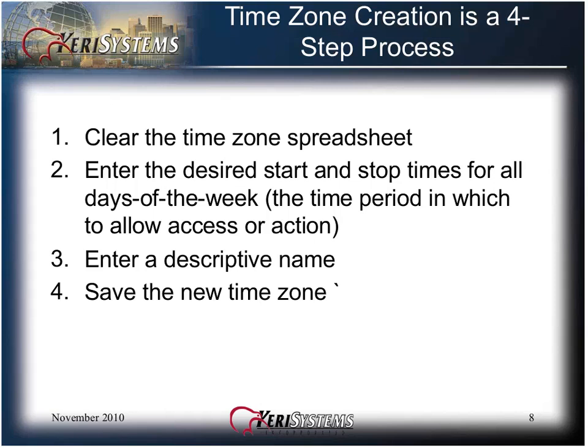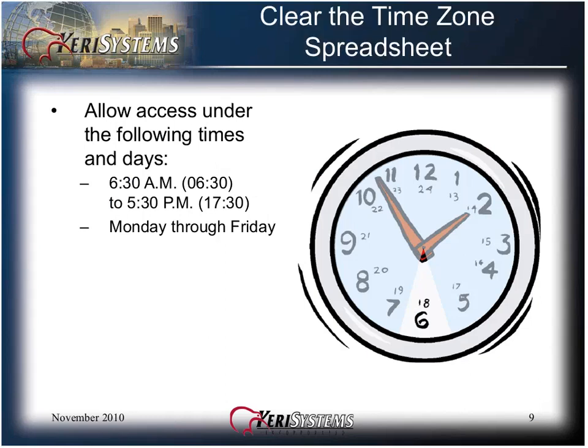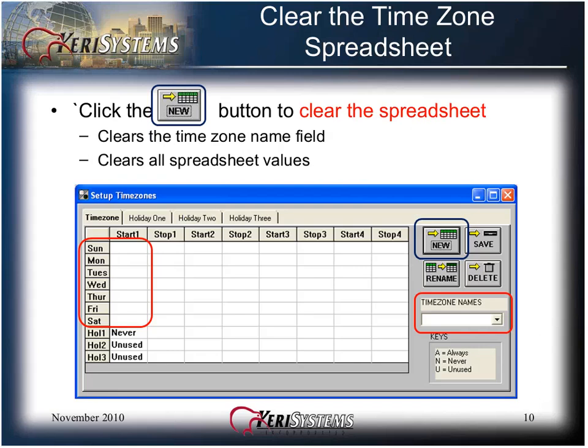Time zone creation is a 4-step process. We will show you several examples to create a time zone. In example 1, we will allow access on the following times and days: 6:30 a.m. to 5:30 p.m. Monday through Friday. Clear the time zone spreadsheet. Open the Setup Time Zone window and click the New button to clear the spreadsheet. It clears the time zone name field and all of the spreadsheet values.